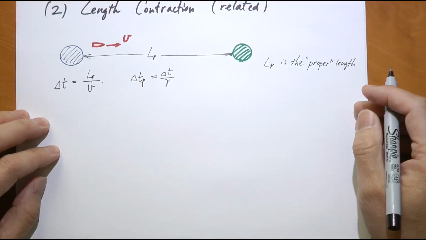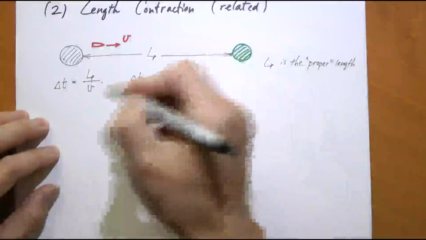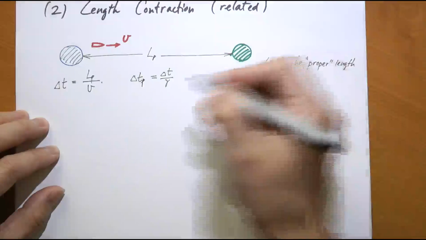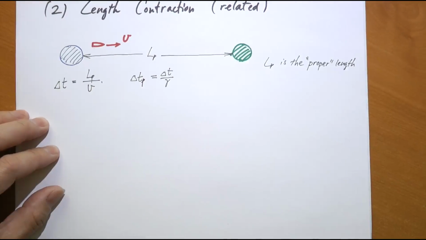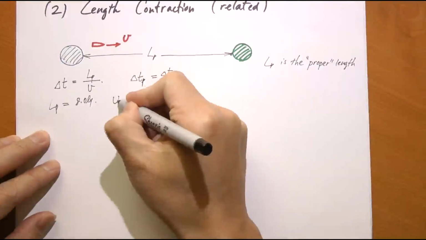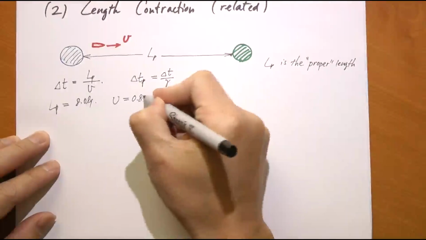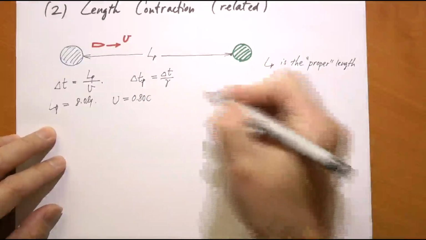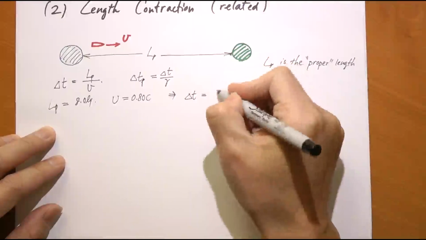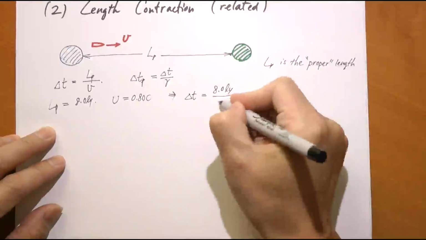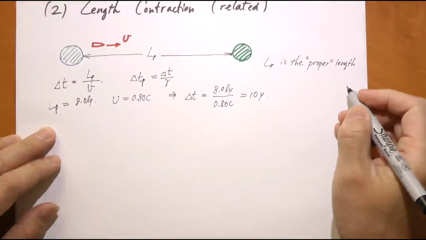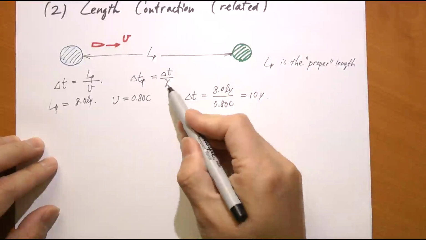In fact, we can calculate gamma if we have some actual numbers. Let's assume that the distance, the proper length between these two planets, LP, is 8 light years. We also assume that v is equal to 0.8 c. And therefore, clearly, delta t, the time it takes for him to go from here to there, according to the Earthbound observer, is 8 light years divided by 0.8 c, and that is 10 years.